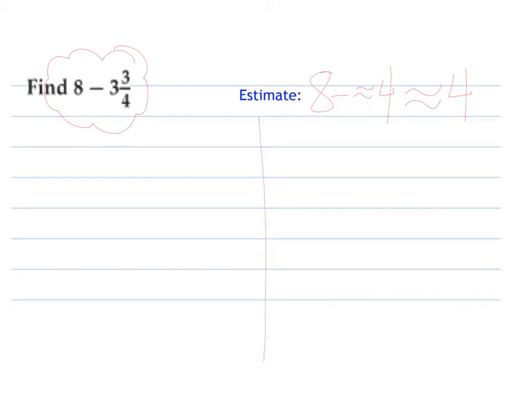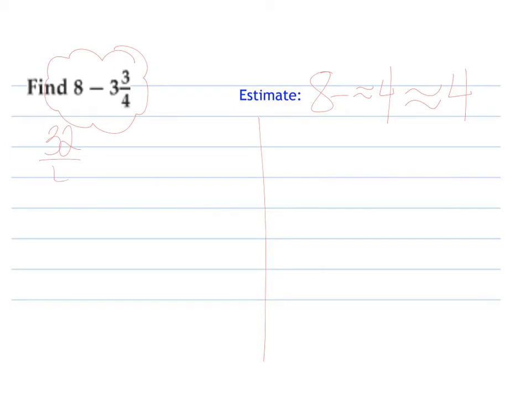So 8 minus 3 3/4, obviously 8 is greater than 3 and 3/4, so we know it's doable and we know we can subtract it, but I have nothing as far as fractions to take away the 3/4 from. So I need to rename my 8. I can change 8 into fourths, and I know that 8 times 4 is 32.